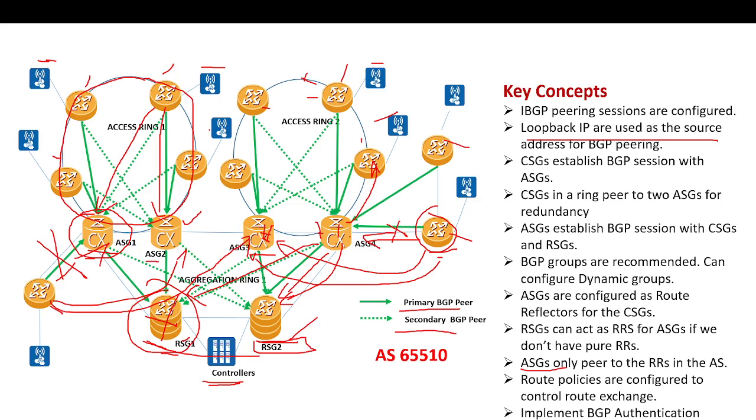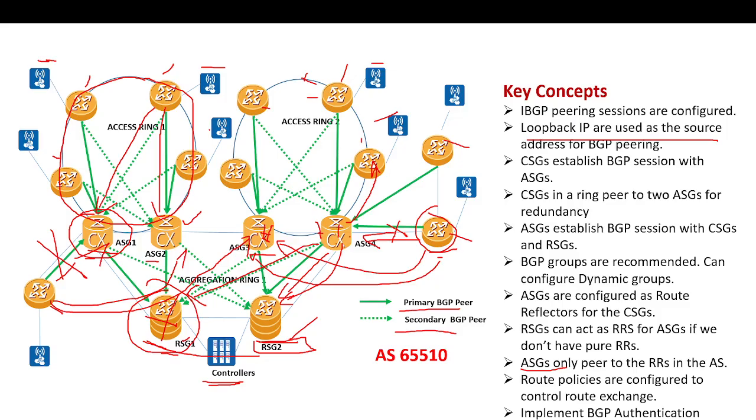And then, when you are controlling the route exchange in the network, we always use route policies. So you have route policies configured to control route exchange in the network, and it's also recommended that we implement BGP authentication. So this slide covers more details about the BGP design for IPRAN network for intra-AS, just within an autonomous system, just within a region. This is where you will find such a setup, and you need to know where and who to configure the BGP sessions with.